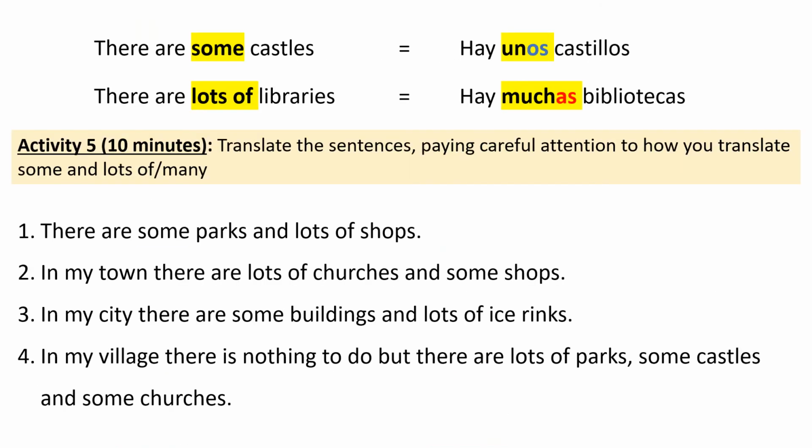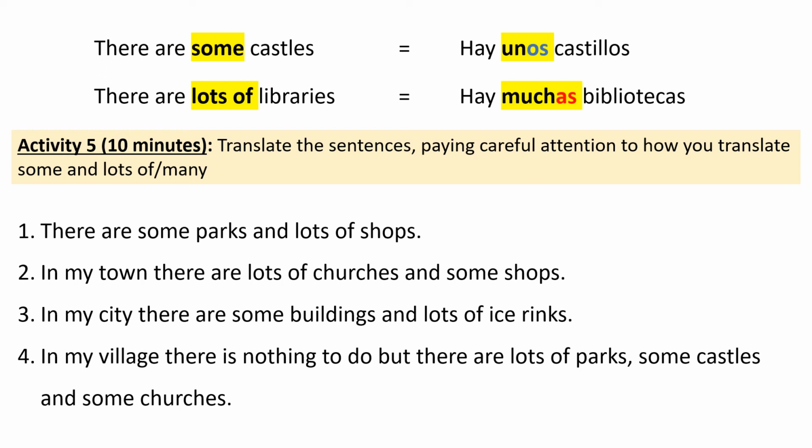Okay, so now we are going to do some translations using our grammar point. So you're going to translate these sentences, paying really careful attention to how we translate "some" and either "lots of" or "many". Okay, so we'll do number 1 together. "There are some parks and lots of shops." So we need to think about "some" and "lots of" here, which change depending on the gender of our nouns.